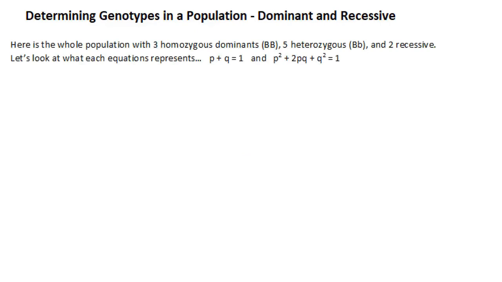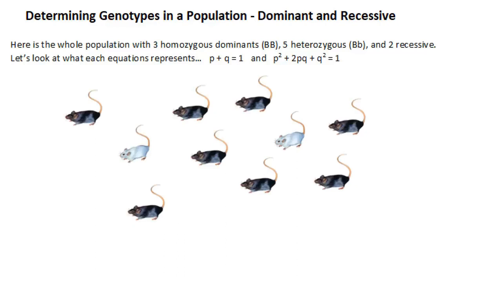Let's look at that population of mice again. 2 are white, or little b. 3 are homozygous dominant, or big B, and 5 are heterozygous, big B, little b. What's amazing is that the Hardy-Weinberg equation is able to use the real patterns in nature, the real patterns of genetics and inherited traits to figure this out. So this is very powerful stuff, and this is real.